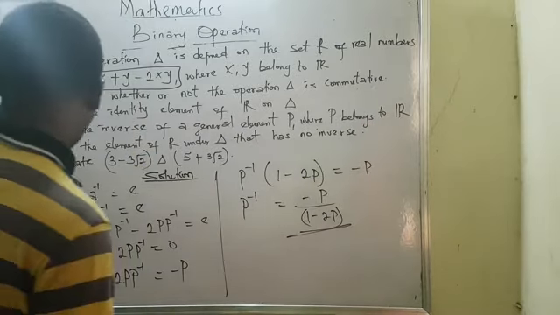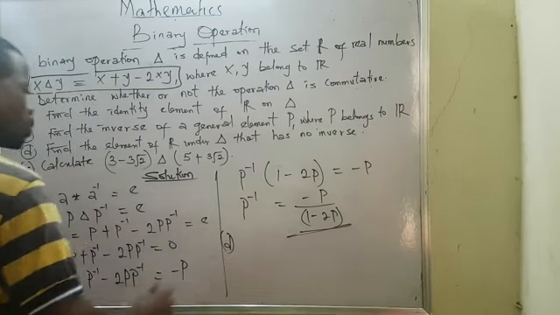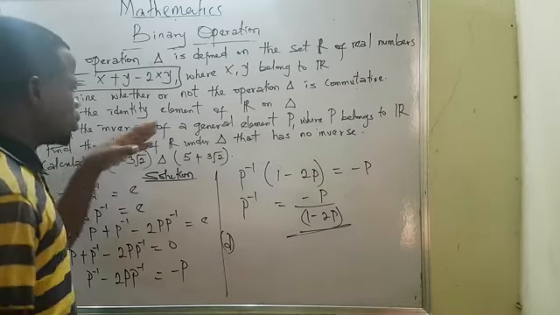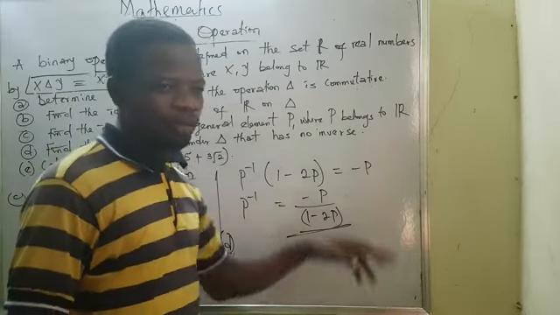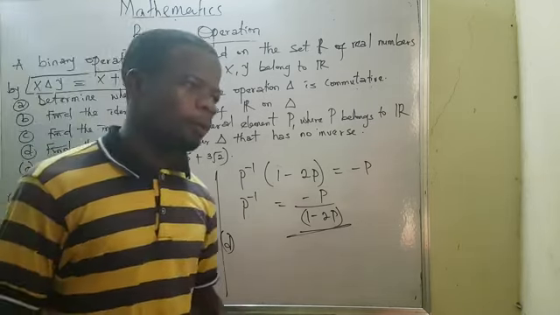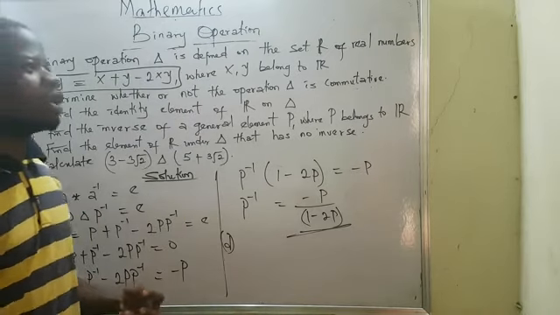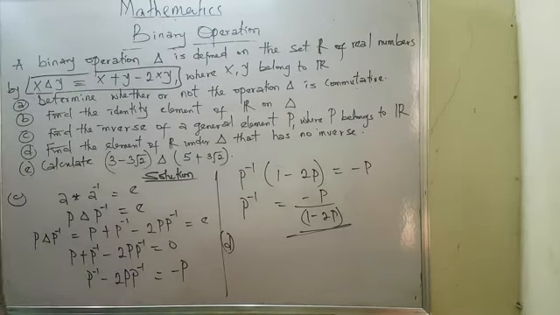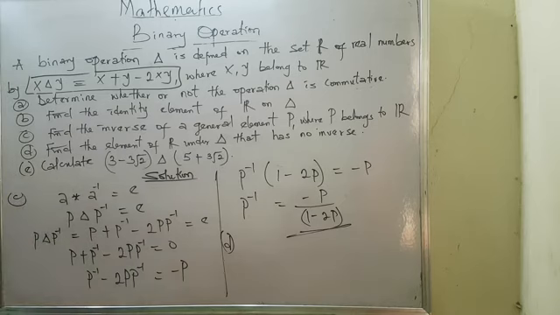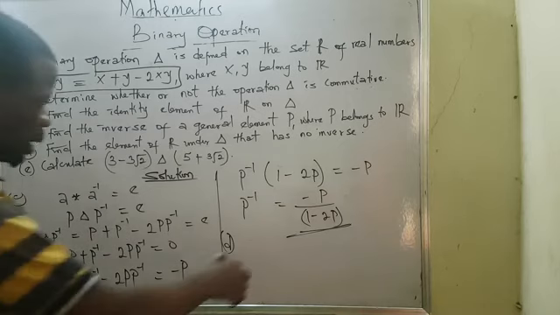Now, we quickly answer question D on this. It says, find the element of R under this operation that has no inverse. If you have a function and you have been told to find the value that makes that function undefined, you just look at the denominator of that function and equate it to 0. The value you get will make that function undefined. Simple. So the same thing we do here.